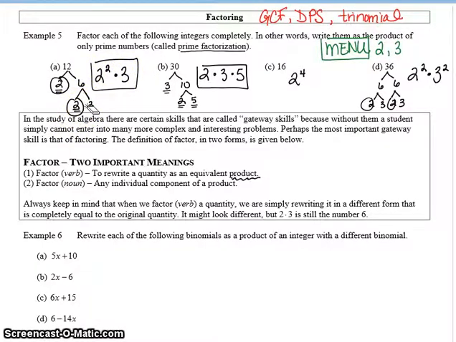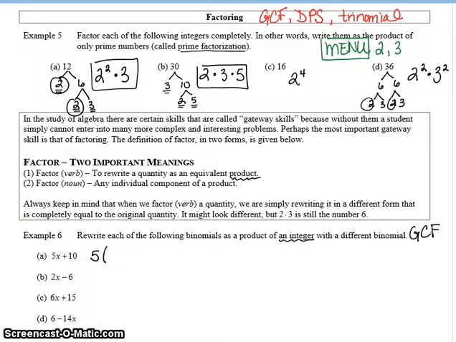Okay, so now we get into example 6. Rewrite each of the following binomials as a product of an integer with a different binomial. So this is basically our greatest common factor. You're going to look at 5x and 10 and say, what can you divide out of both numbers? You can't say 10 because you can't take 10 out of 5. But I can divide out 5.